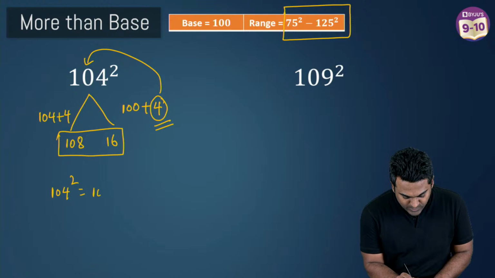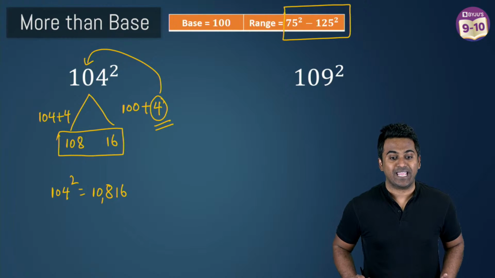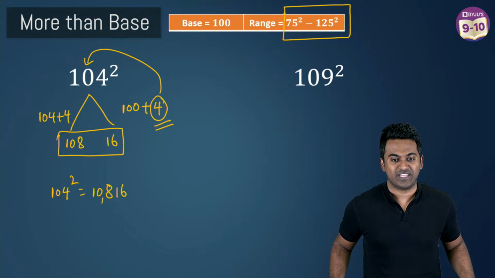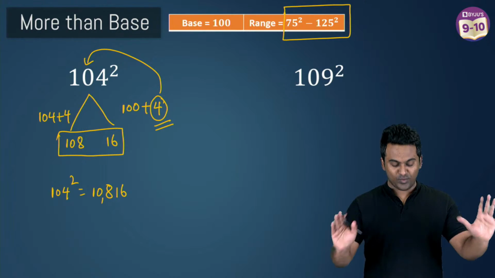104 square is 10816, which is 10,816. Yes, so already Prabhat has given the answer to the next one. Similarly with Vipul, Tanushka, Divya, Prashansa, all of you, well done.